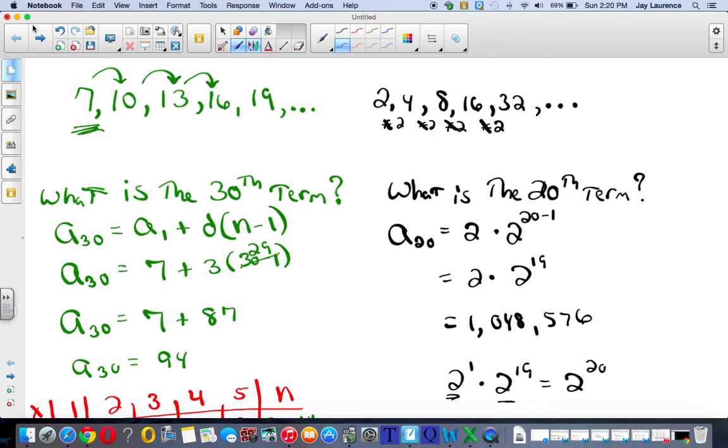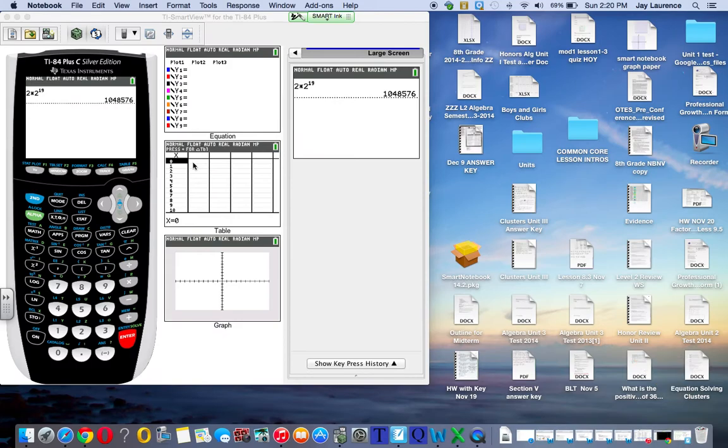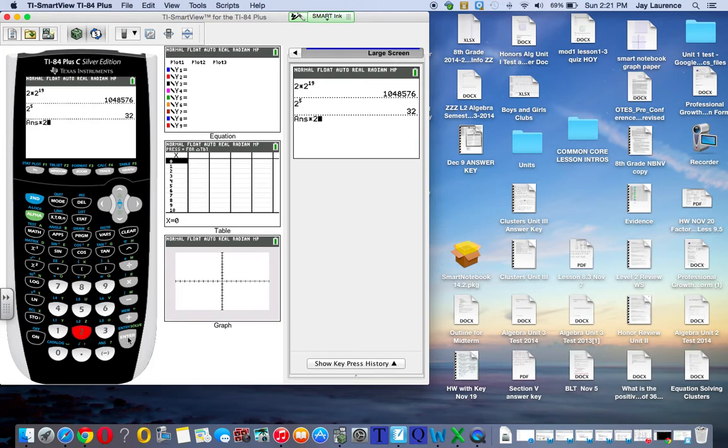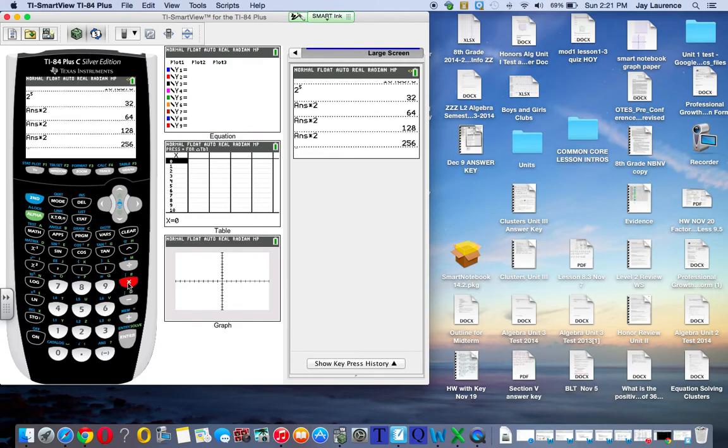So where'd my calculator go? I think it's hiding. There it is. So I'm going to go 2 to the fifth. Okay, it's 32. And I'm going to multiply it by 2. And I'm going to multiply that. So I got to count 6, 7. Just keep multiplying by 2. And there's 8. And there's 9. And there's 10.